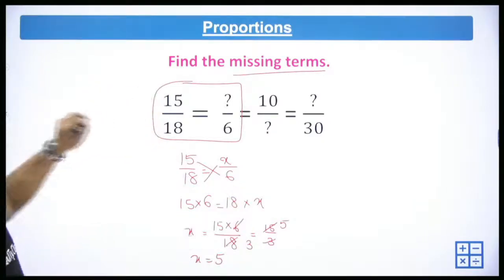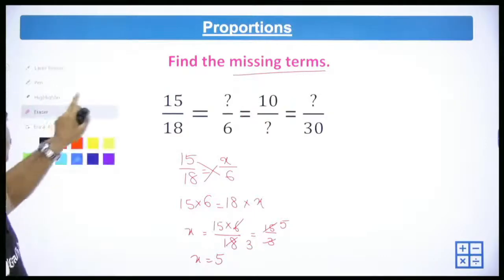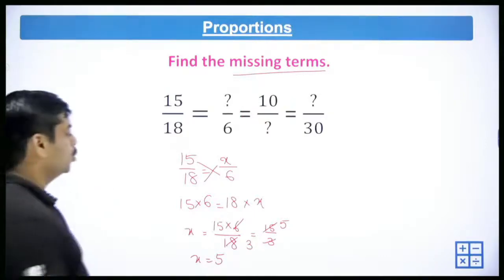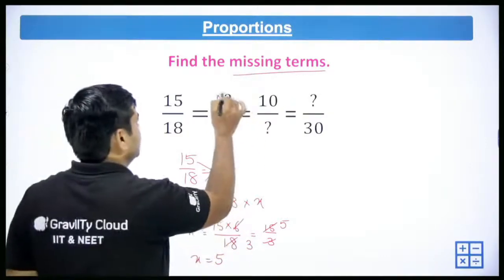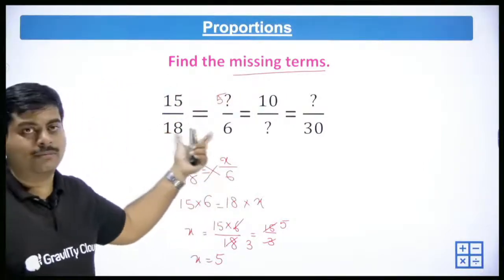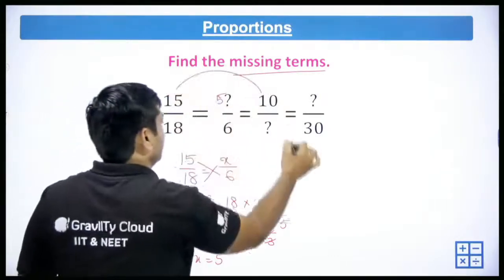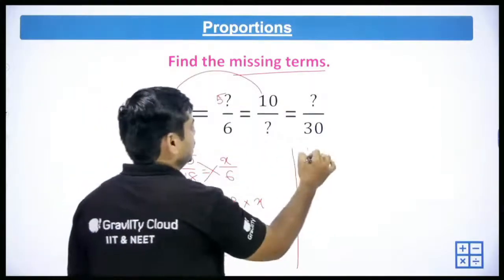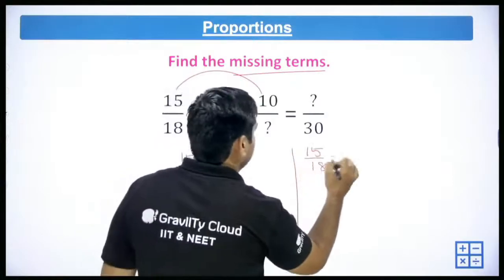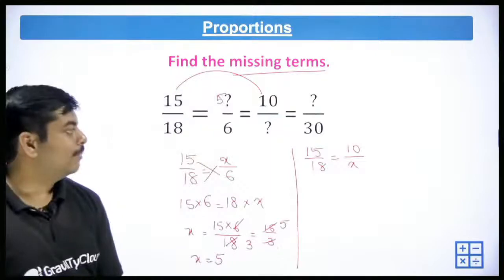15 by 18 is equal to 5 by 6. It is the simplest form if you can remember. But once again, 15 by 18 is equal to 10 by some number. We will take it as x. 15 by 18 is equal to 10 by x.